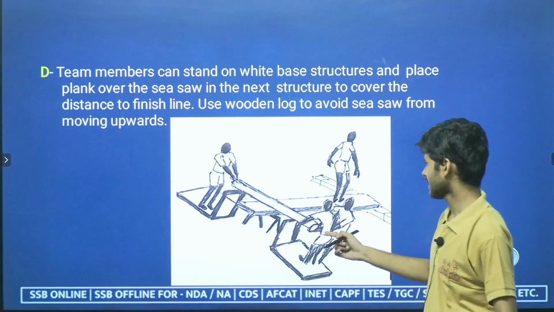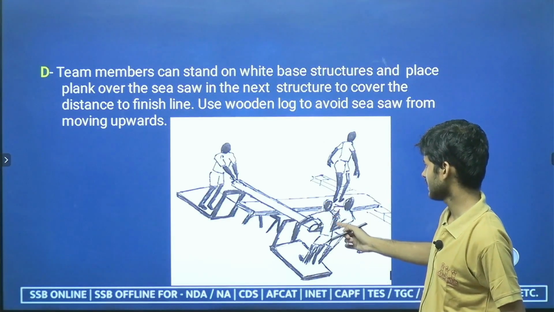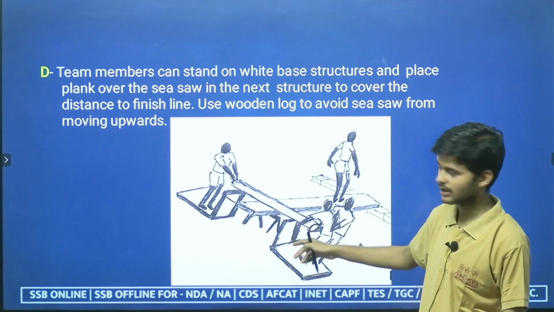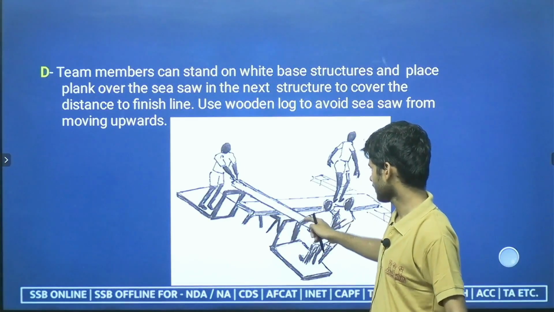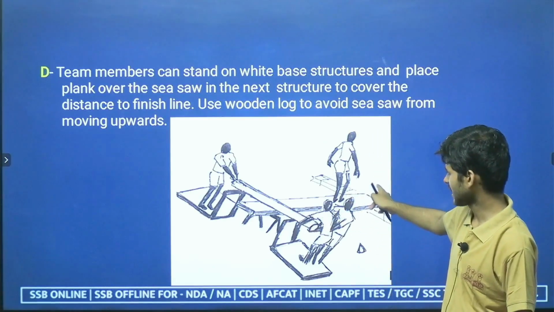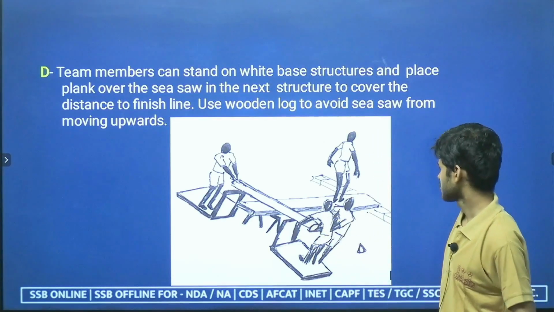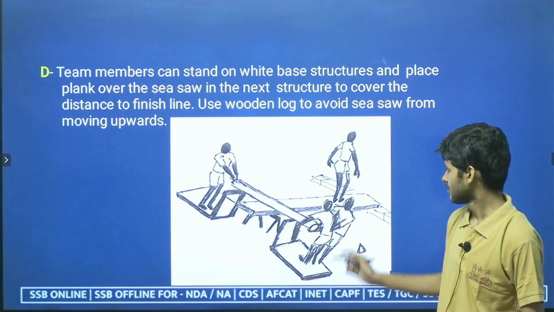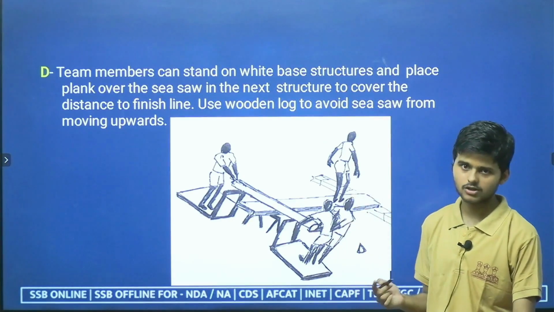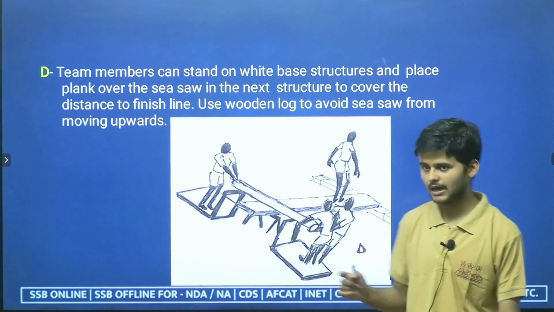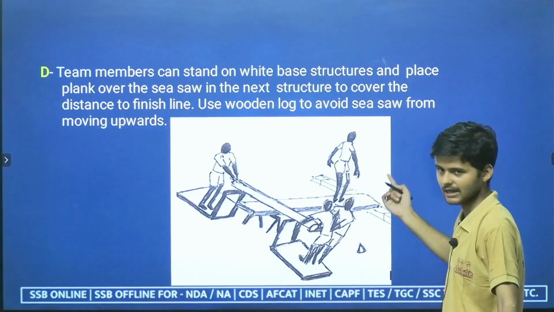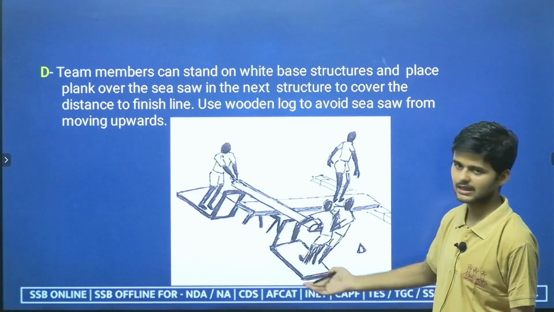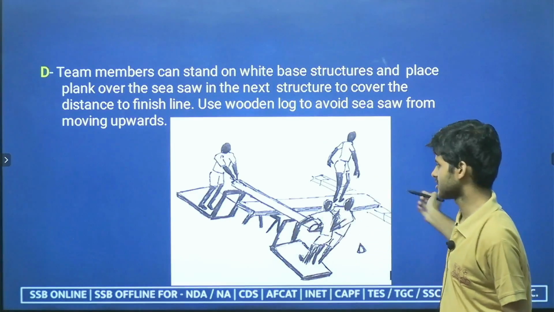So here we see that the candidates are holding the wooden plank from one end, and the team members are passing one by one. In this type of situation, at last a person would be remaining. That person can also be easily taken care of by other team members who have crossed the line on that side. They can hold the structure from the other end, and the person can easily move and reach.